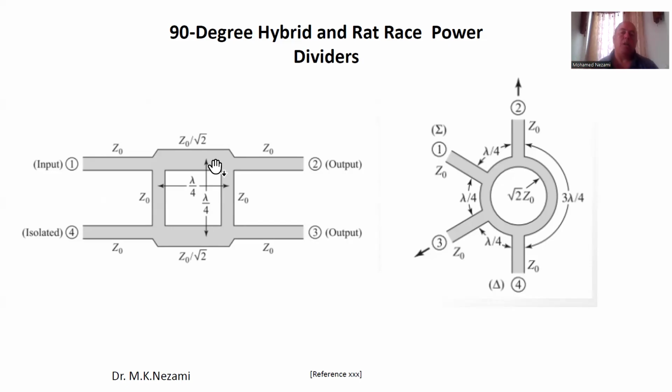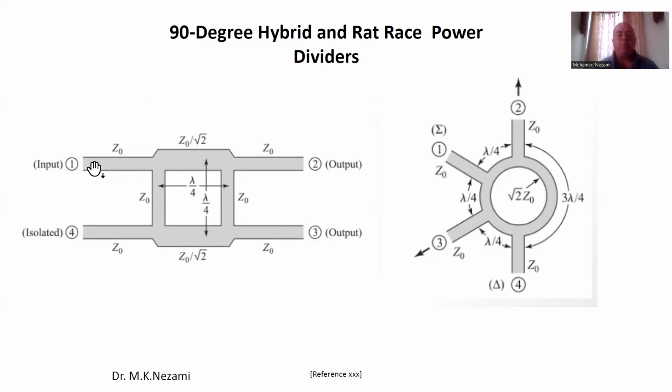So a 90-degree hybrid is basically a 4-port device. One port is isolated, and 3 ports are used. These 2 here are outputs, 3 dB splits, and this is an input. And this one here is terminated with a resistor to absorb any of the reflections that come back. And the principle of it is really easy.